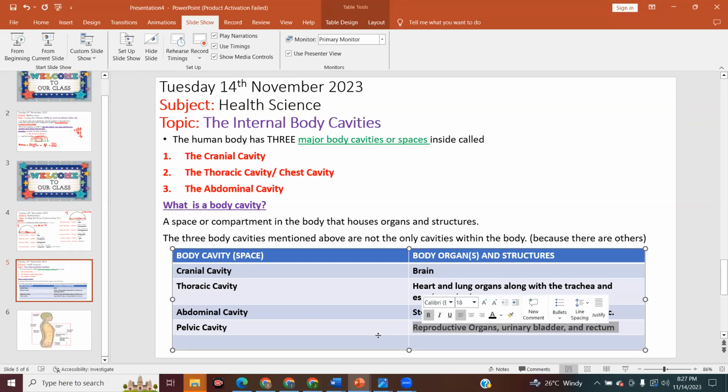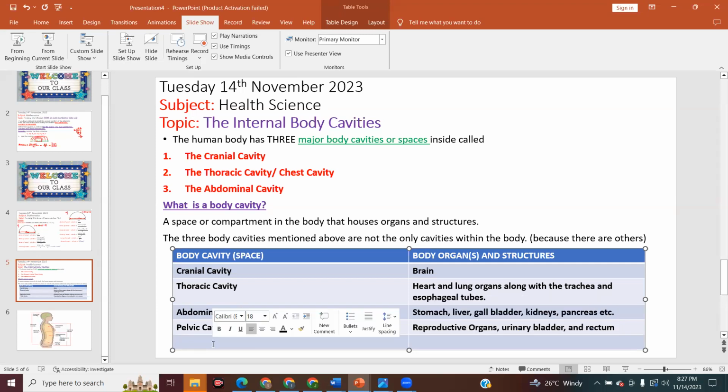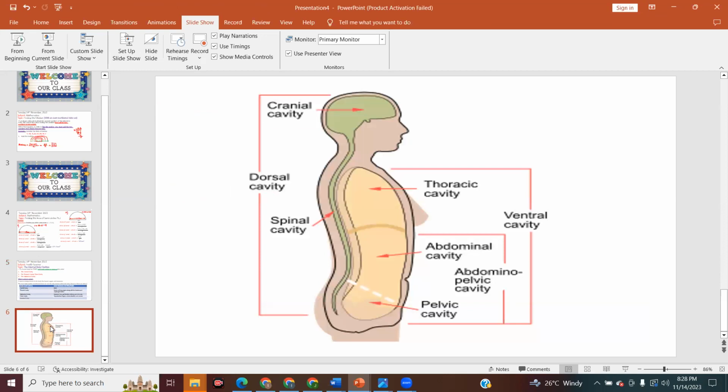And last but not least, the last cavity we'll talk about will be the vertebral cavity. Now the vertebral cavity is going to be this one. Some people call it the spinal cavity. This is the vertebral cavity right now.